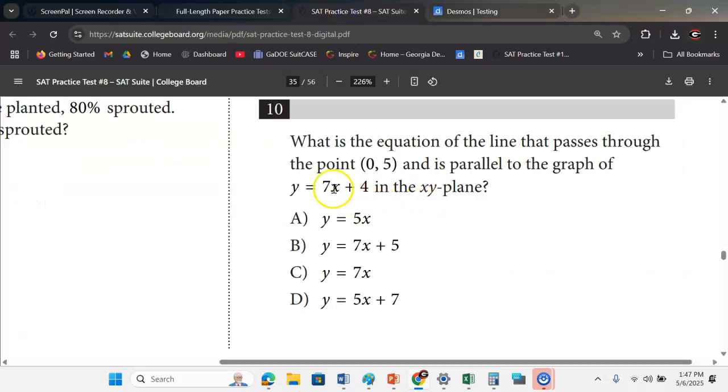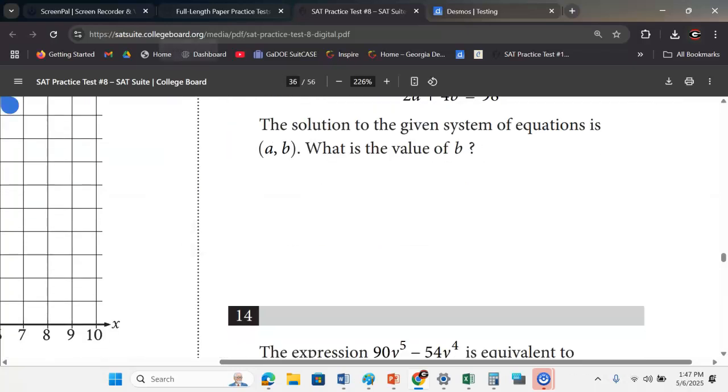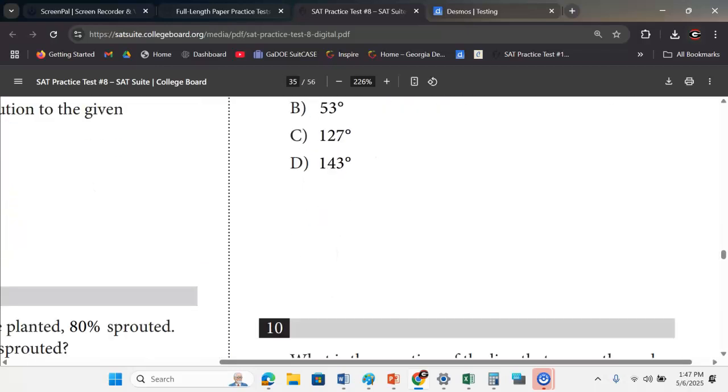And the reason I knew that so quickly, I know that parallel lines have the same slope. So B and C had that slope, and this is the location of the y-intercept. Please know y equals mx plus b. Please know that parallel lines have the same slope. Perpendicular lines have opposite reciprocal slopes, by the way. Hope I don't skip one.